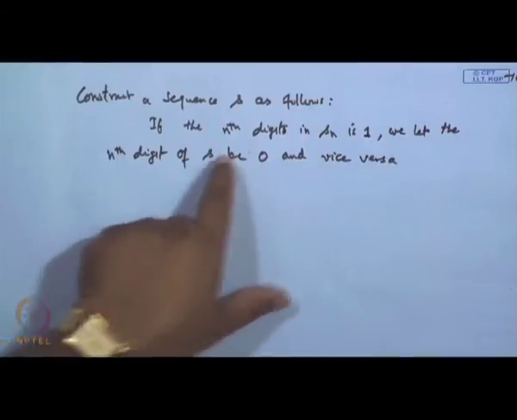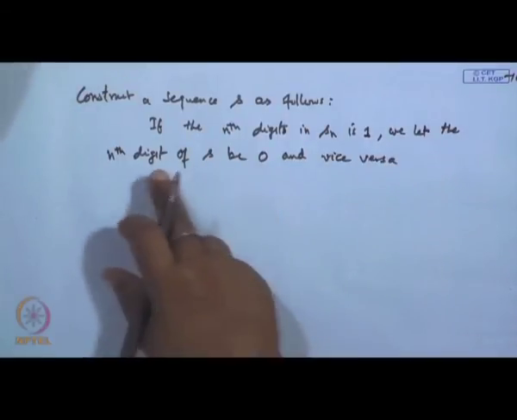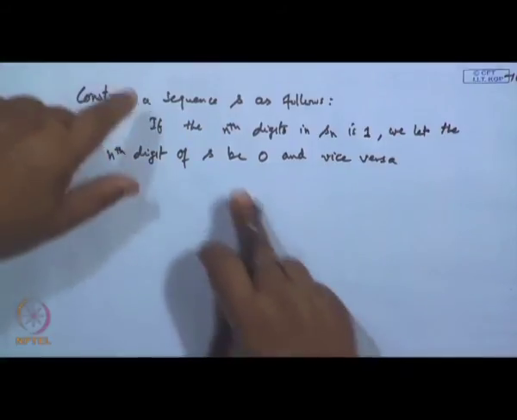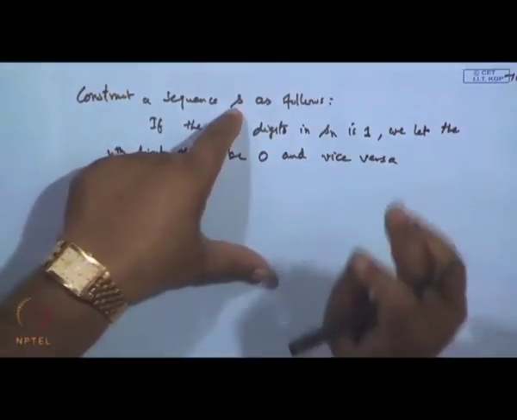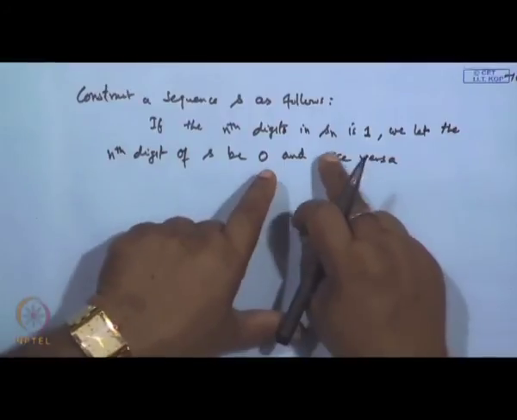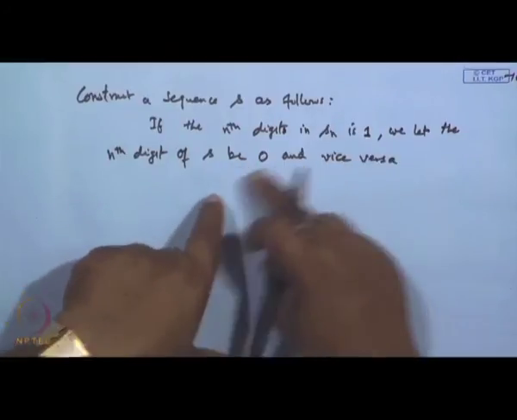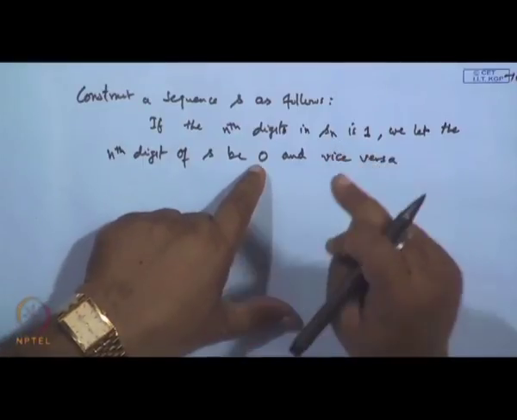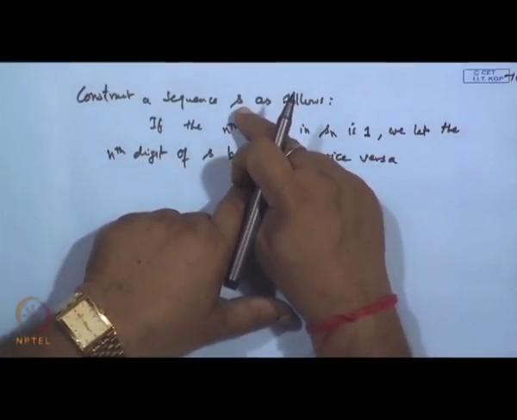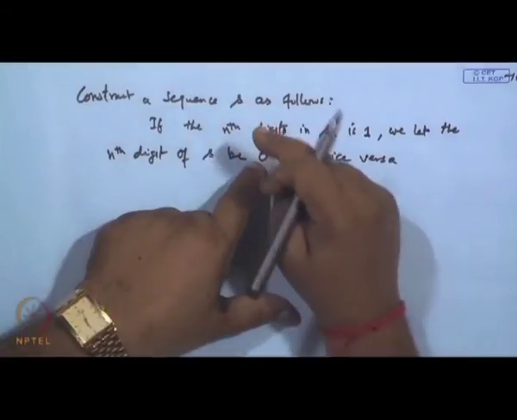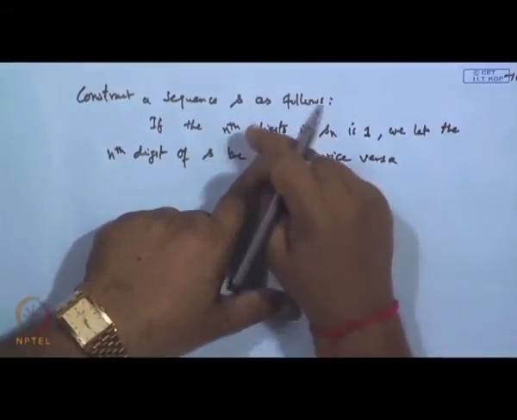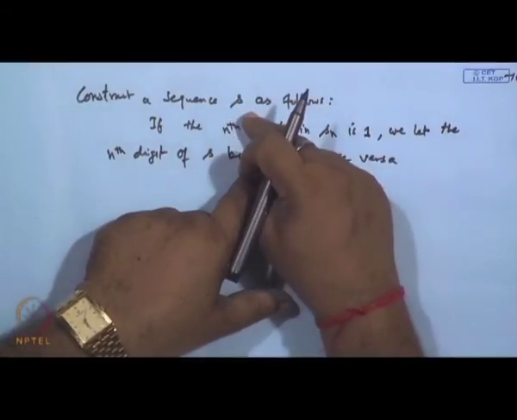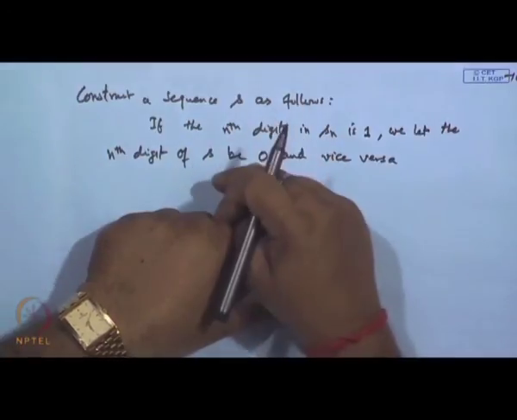Here is how we are choosing: suppose S1, S2, ..., Sn is a given sequence. I am constructing a sequence S such that if the nth digit of Sn is 1, then we will replace 1 by 0. It means for the first term of S, we look at S1. If the first term in S1 is 1, we will take 0. If the first term in S1 is 0, we will take 1.